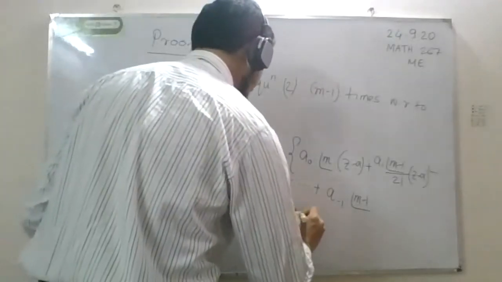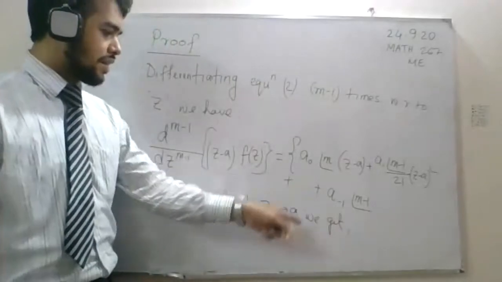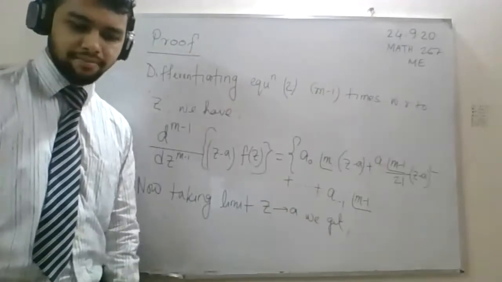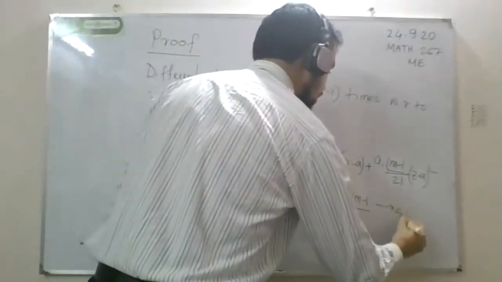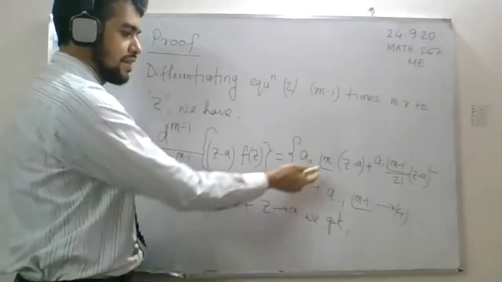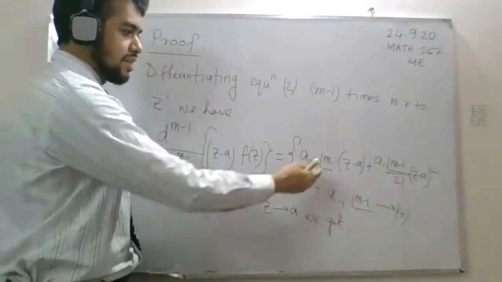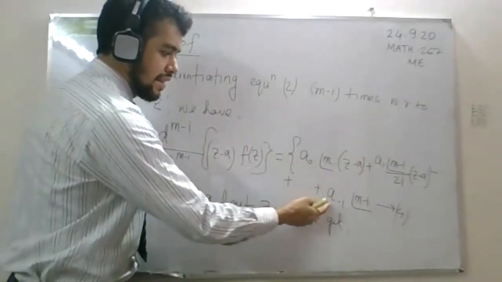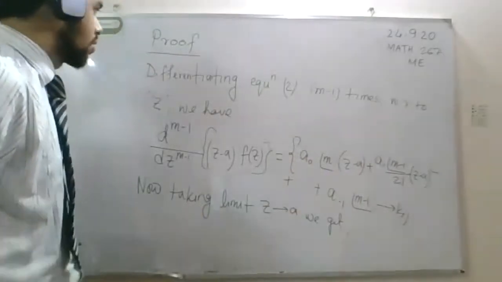Z tends to a, we get... So tell me, if I take the limit z tends to a, then what can we get in this equation? m minus 1 factorial a inverse. Yes. So if I take z tends to a, these terms will be removed from here, and at last we can get here a minus 1 into m minus 1 factorial.